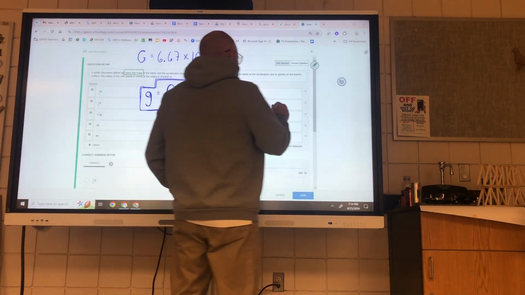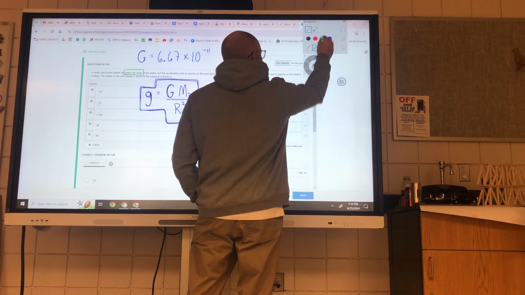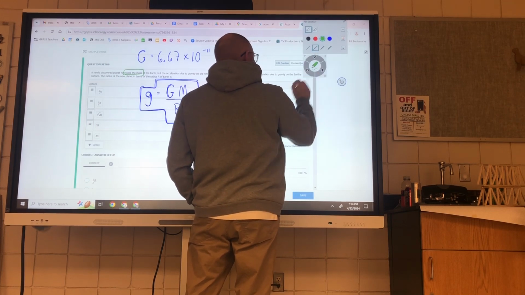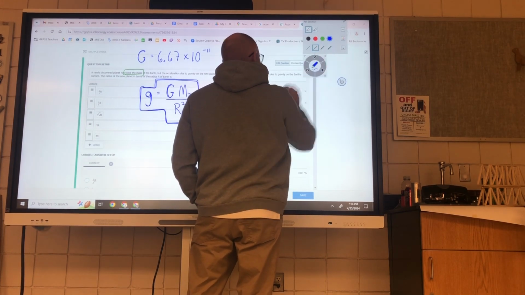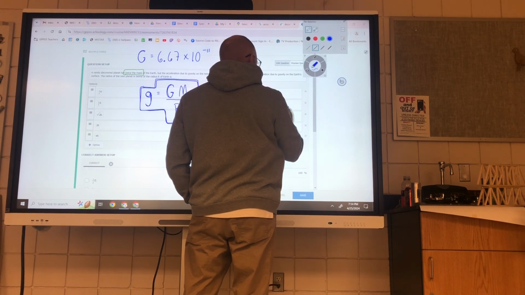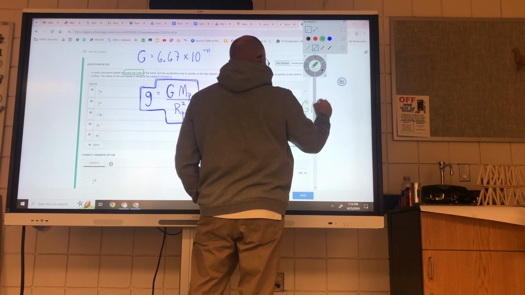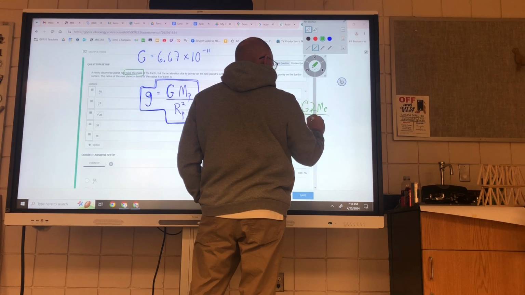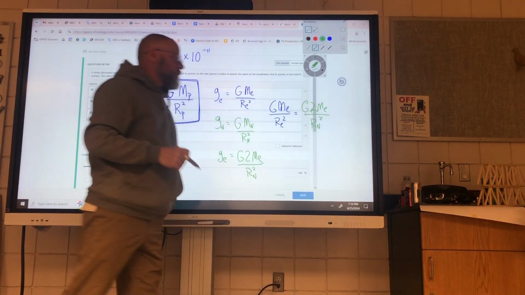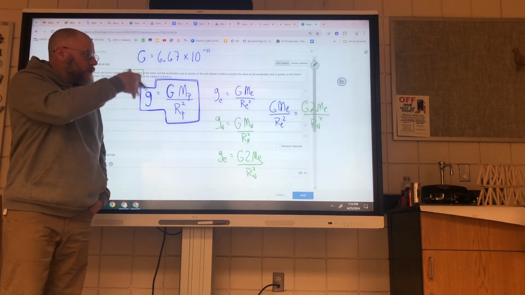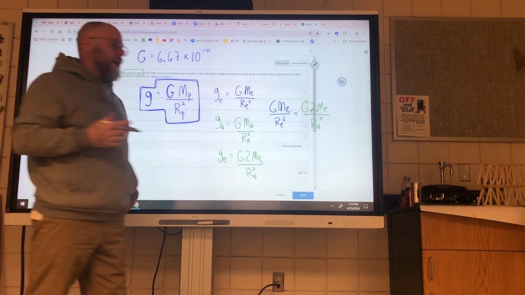So now I'm going to set them equal to each other. So I have G times the mass of the Earth all over the radius of the Earth squared is equal to G times 2 times the mass of the Earth all over the radius of the new planet squared. Is that cool? And now some fun stuff happens, right?